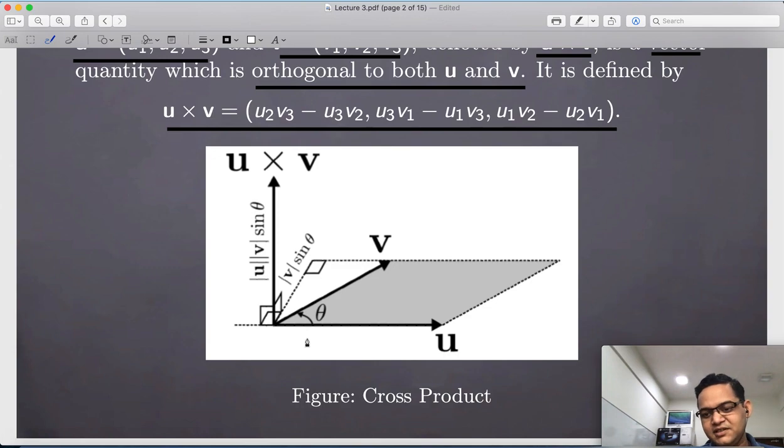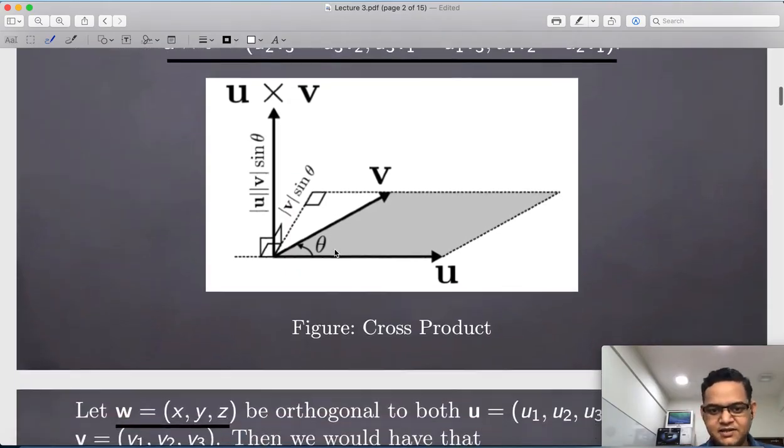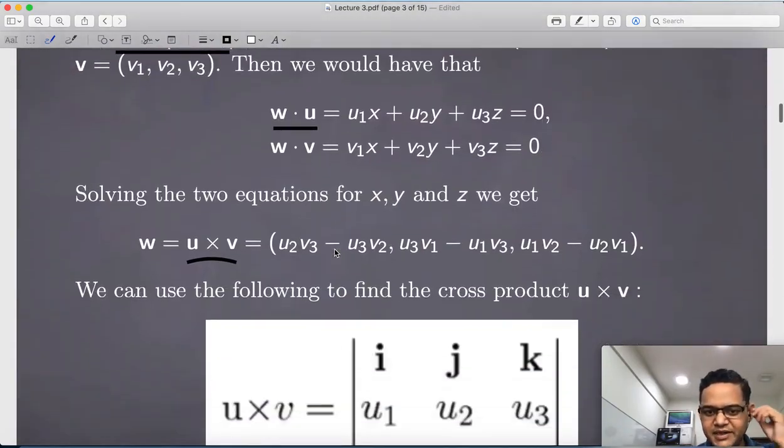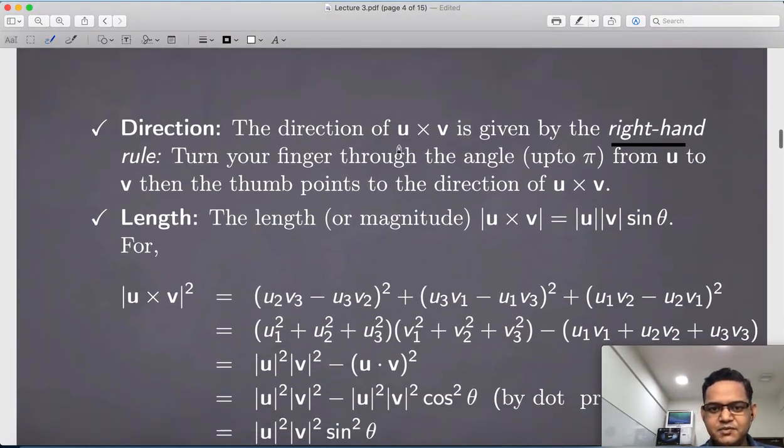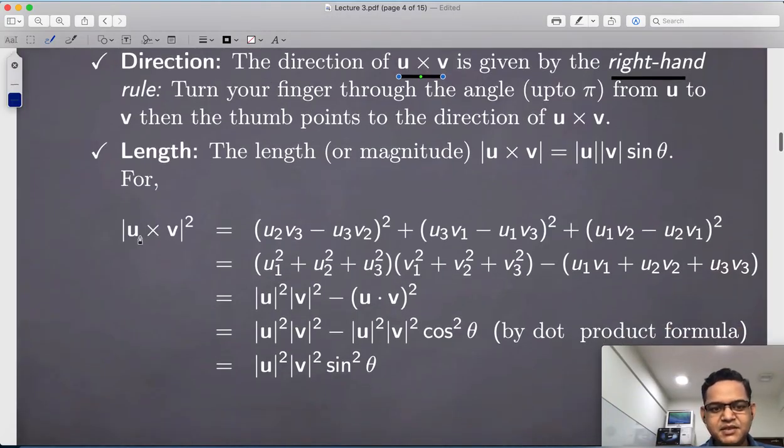If I turn my fingers the other way around, then I am going to get the downward vector, so that is going to be the negative of this vector. So that you have to keep in mind. So we know how to find the direction of u cross v. We already have its component form, and we can just find its magnitude, isn't it?